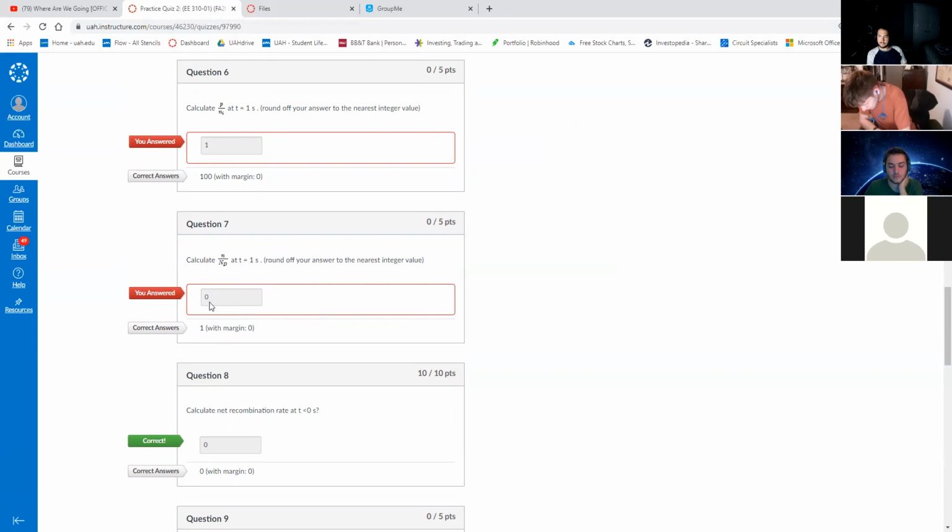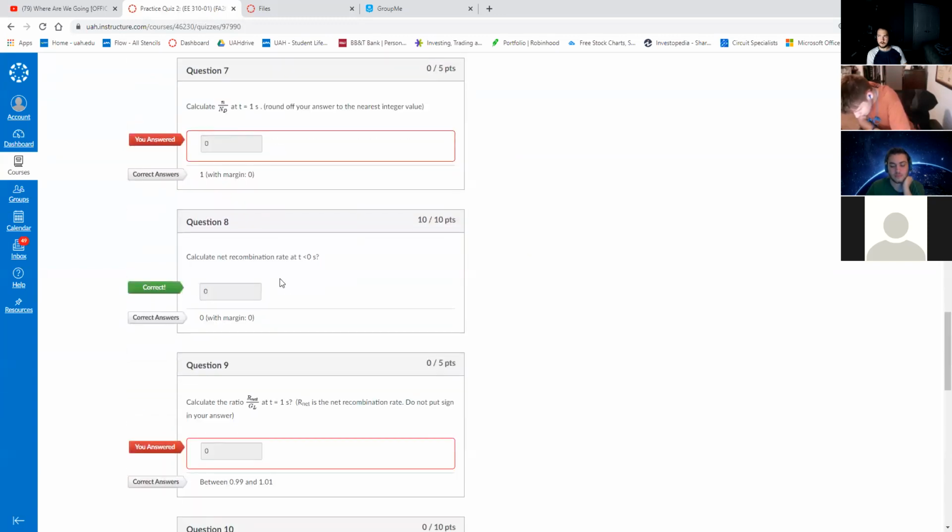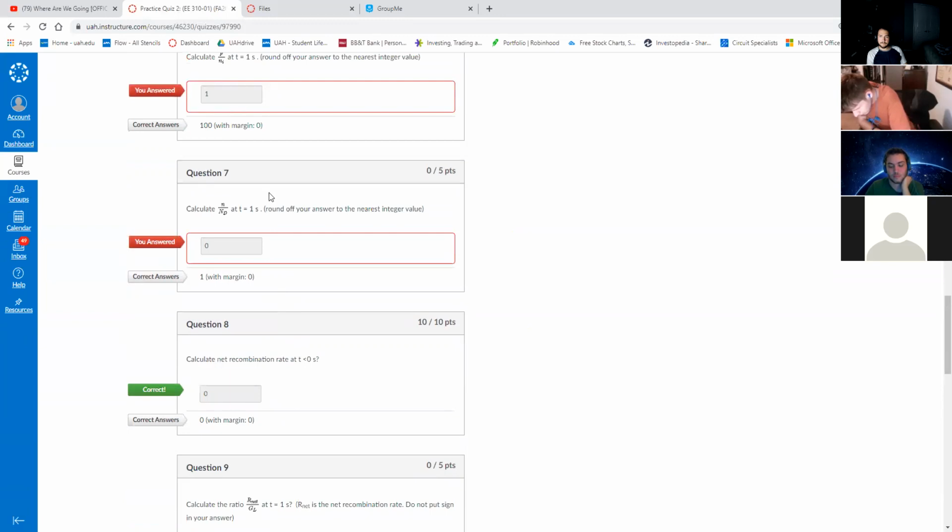This should be 1. Same as question 2, which should be 1. Simply, this is just testing that you understand we're at low level injection, so your majority carrier is not going to change. So something divided by itself is 1. These types of questions could have been multiple choice. But if you think about it, if question 7 or question 2 was given in a multiple choice format, it would make it easier.